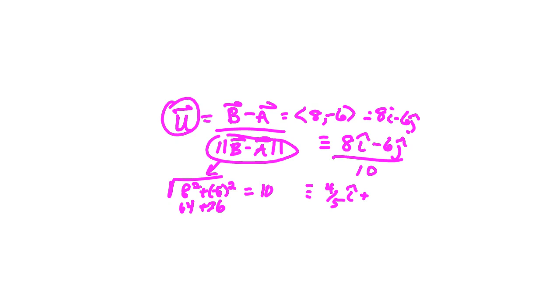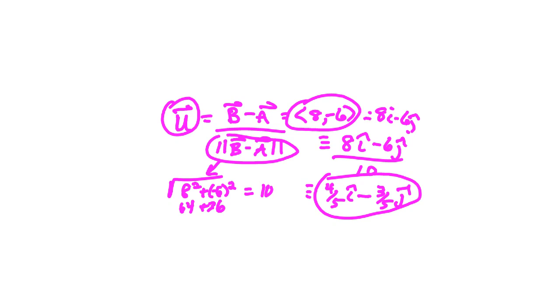Not plus, I need a minus. Starting to figure out the software here. 6/10 is 3/5 j hat. So I have that. Now, if you would rather write that in vector notation, what would the unit vector be? We could say this is 4/5 and then -3/5 in vector notation. So both of these are equivalent answers for the unit vector in the same direction.